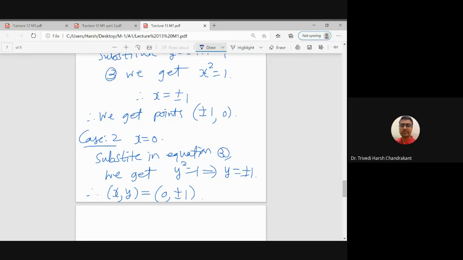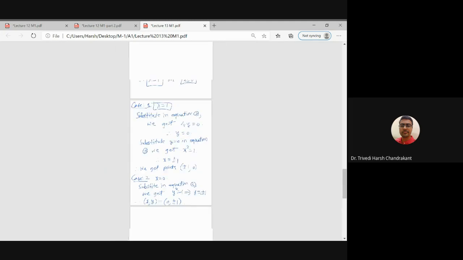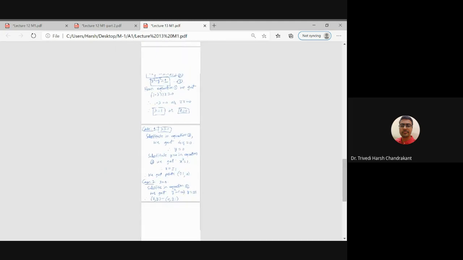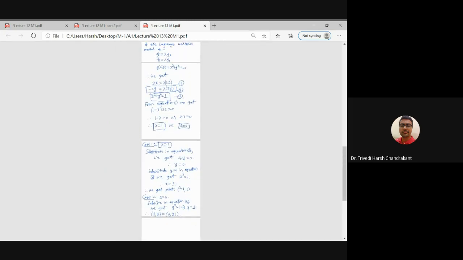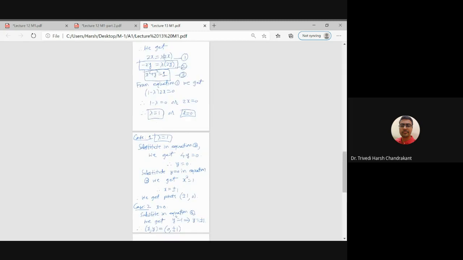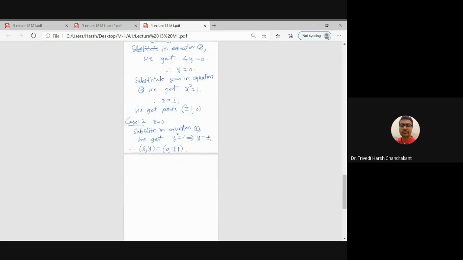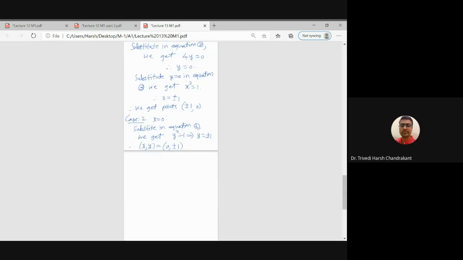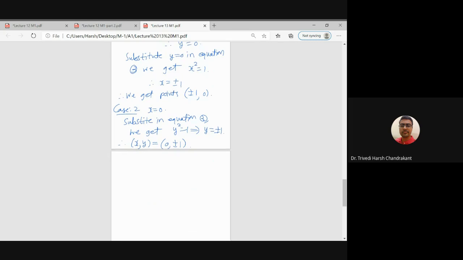So all the points (x, y) satisfying the equations of the Lagrange multiplier method are nothing but (0, 1), (0, minus 1), (minus 1, 0), and (1, 0). So we got 4 points. And what is the final step? The final step is we evaluate the function at these points.